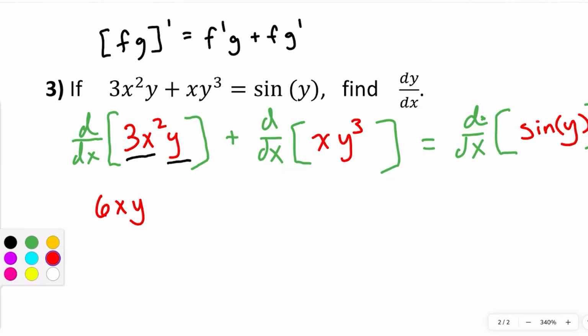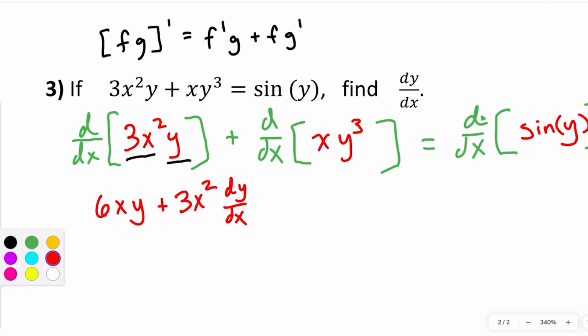Times the g, which in this case is just y. So that's the f prime g, plus fg prime, so plus 3x squared. Now what's the g prime in this case? What's the derivative of y with respect to x? dy dx. The derivative of x with respect to x is 1. The derivative of y with respect to x is dy dx.